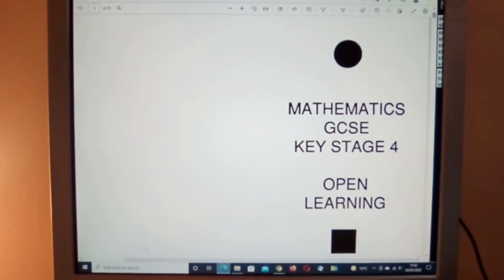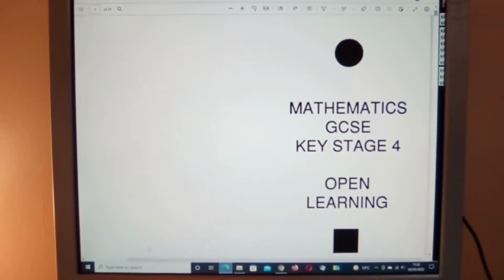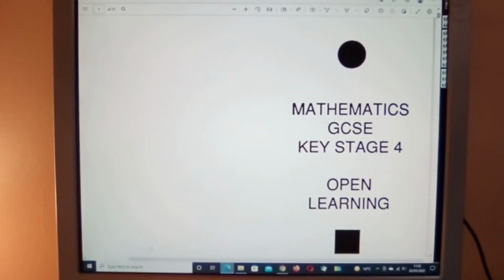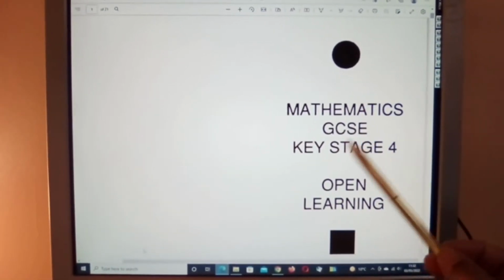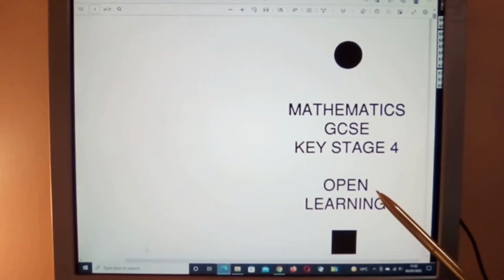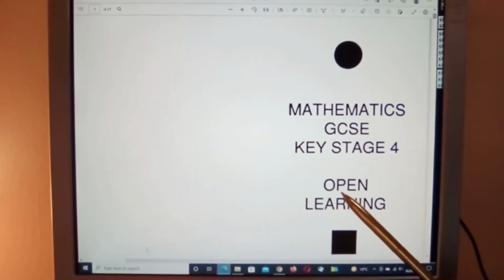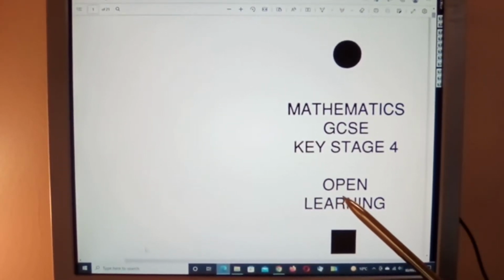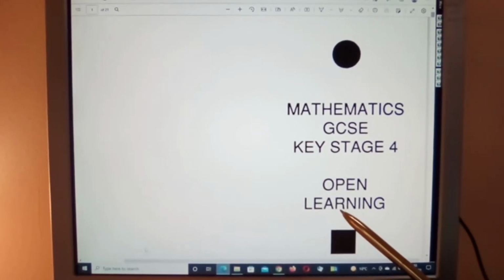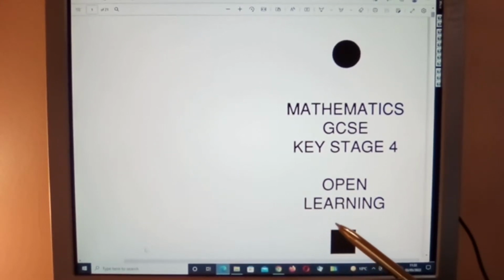Okay, welcome back. Today I want to look at mathematics GCSE Key Stage 4. I'm looking at an open learning program. I want to make sure that you are mathematically equipped to deal with the mathematical requirements in regards to electrical installation or even electronics or any other subject, trade or profession that you wish to undertake.